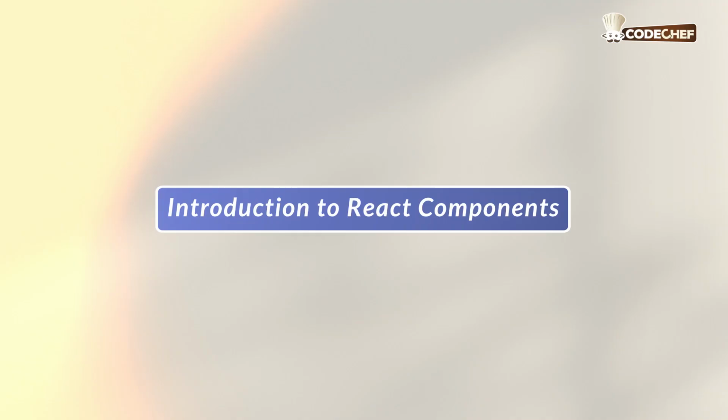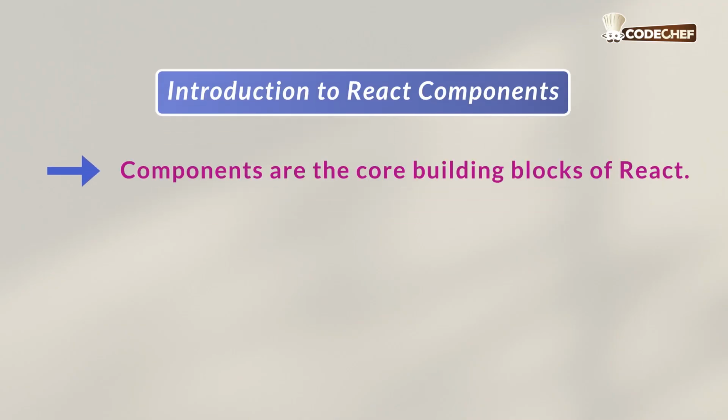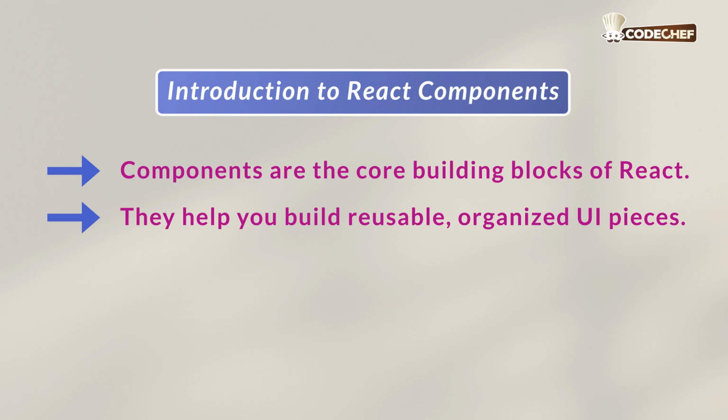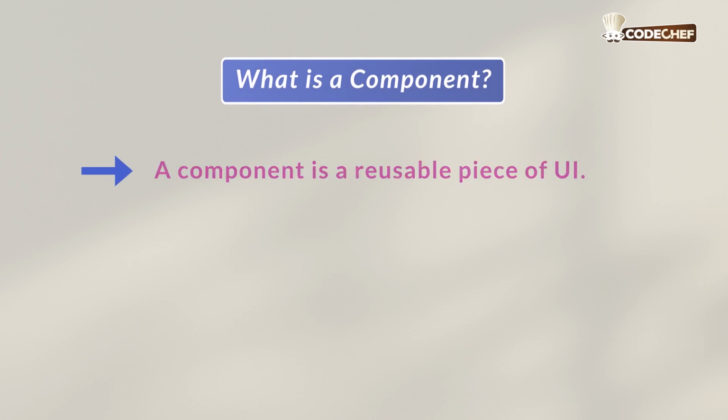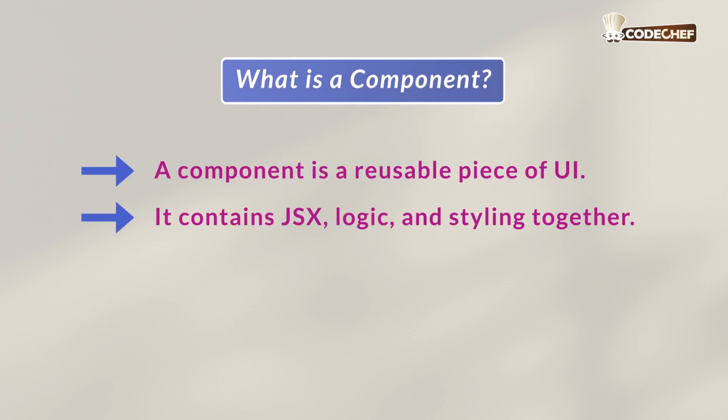So let's begin. Components are the very foundation of every React application. Everything you see on the screen in a React app is built using components. Once you understand components, building scalable and clean React applications becomes much easier. So what is a component? In simple terms, a component is a reusable piece of the user interface. It includes everything required for that section: JSX for structure, logic for behavior, and styles for appearance. Instead of separating HTML, CSS, and JavaScript into different files, React groups related code into components.